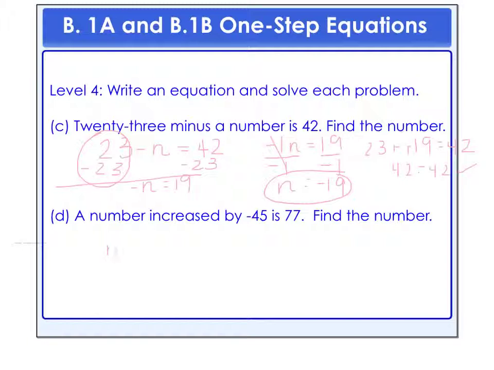A number increased by negative 45 equals 77. In order to get rid of that negative 45, we're going to add 45. So n equals 77 plus 45, 122. We're going to check. Does 122 plus negative 45 equal 77? 122 plus negative 45 does indeed equal 77, so we know we have the right answer.